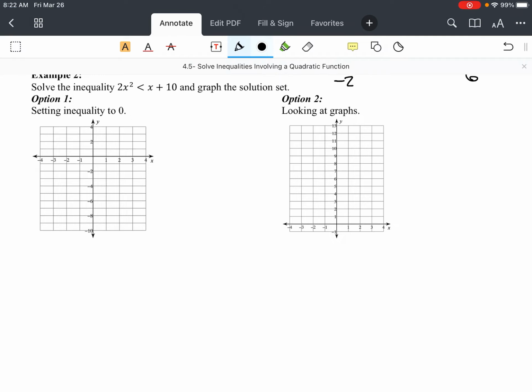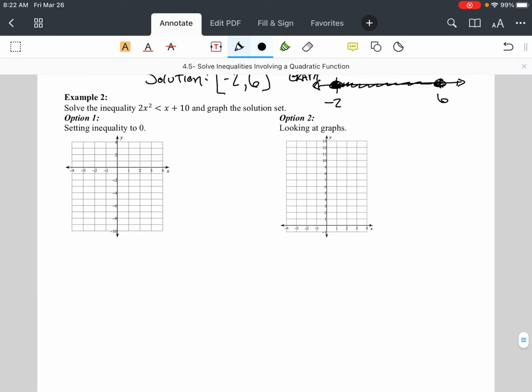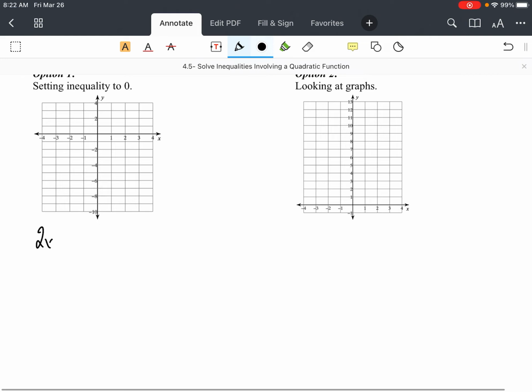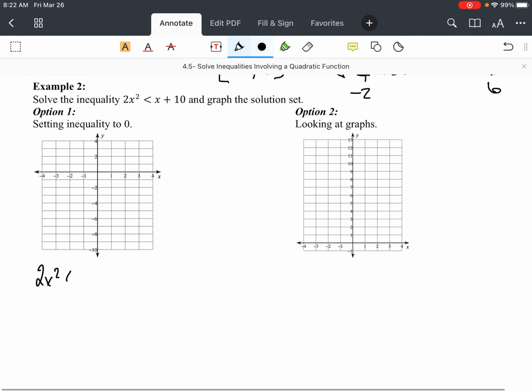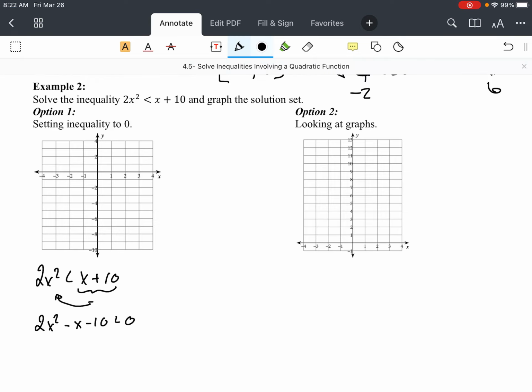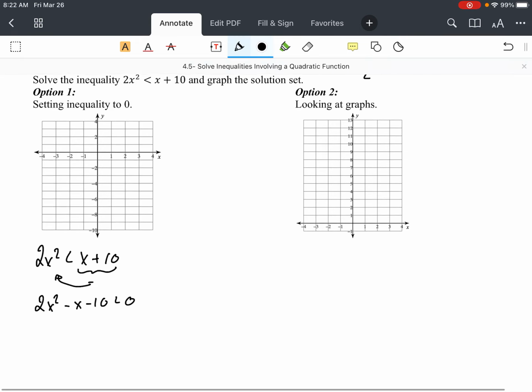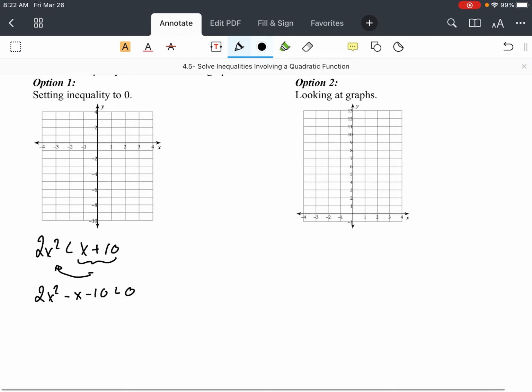We're going to set this whole thing equal to 0. So I'm going to start with 2x squared is less than x plus 10. I want to keep my leading term positive, so I'm going to subtract everything over to this side. So this would become 2x squared minus x minus 10 is less than 0. All right, and then I'm going to look at graphing this.